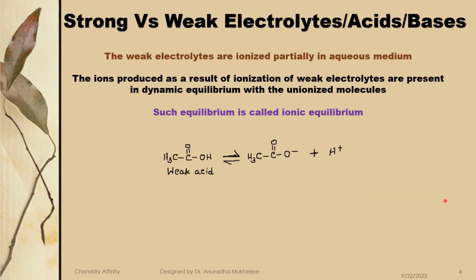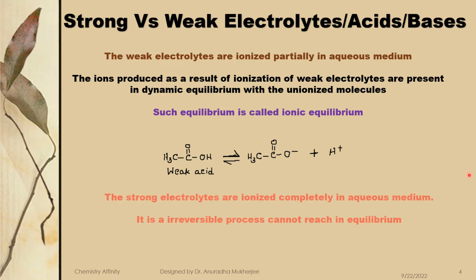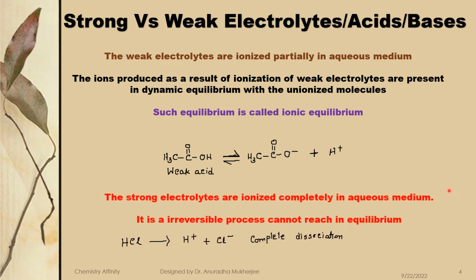I think now a question arises in your mind: why only weak electrolytes, acids, or bases can reach ionic equilibrium? Why not the strong electrolytes? Weak electrolytes, acids, or bases undergo partial dissociation in aqueous medium, and that's why they can reach ionic equilibrium at a certain point of time. One example is acetic acid.